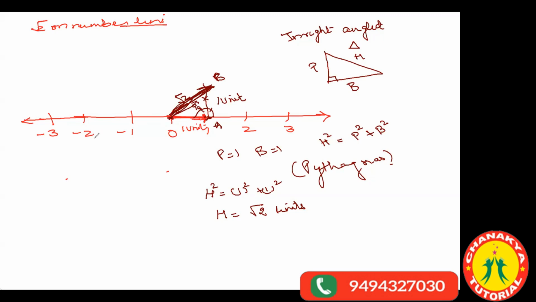Now put your compass at O point. Now draw an arc like this. Drawn? Yes, ma'am. Mark this point as C, and this is your root 2. What is it? Root 2. Clear?